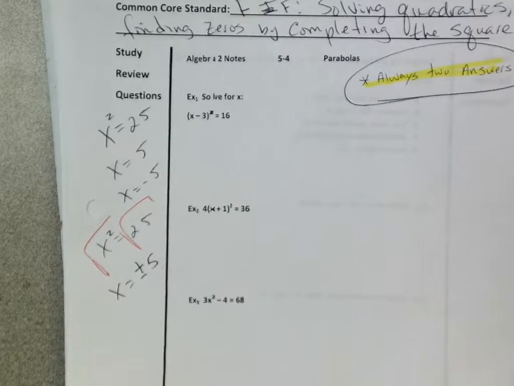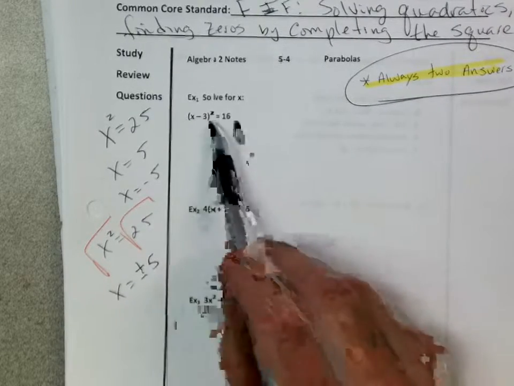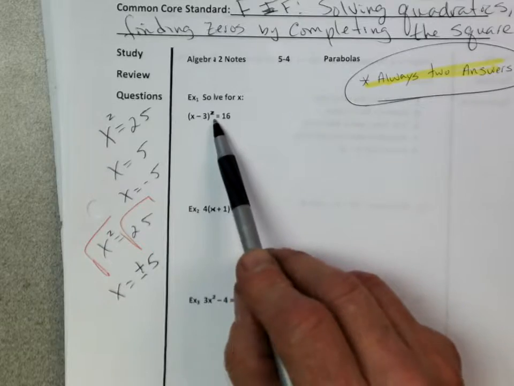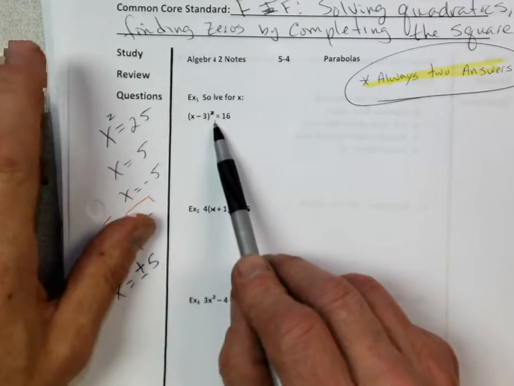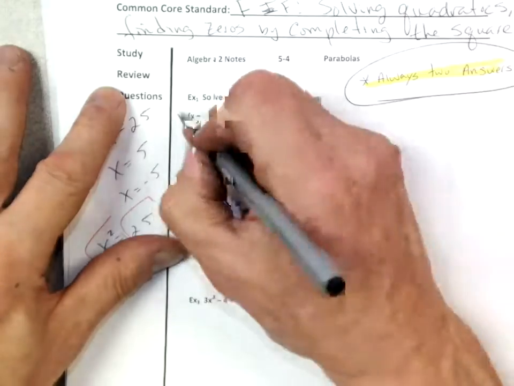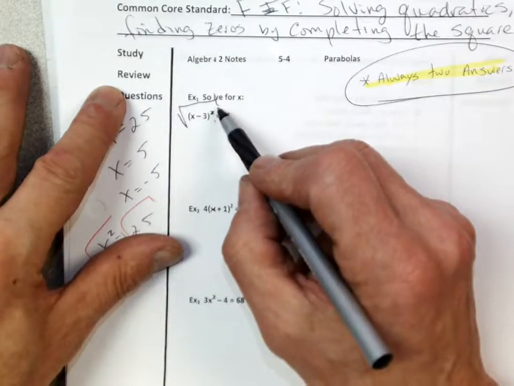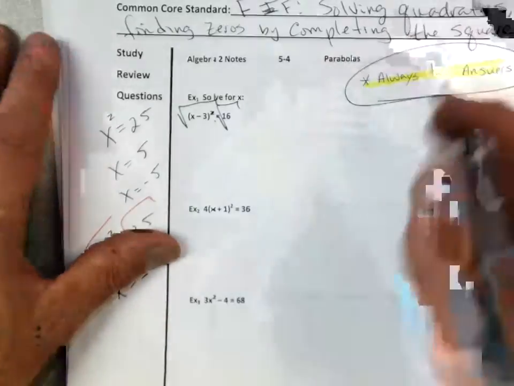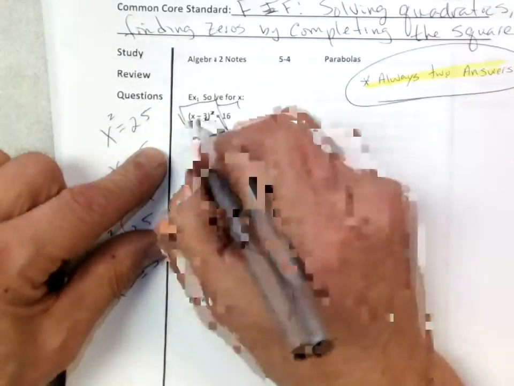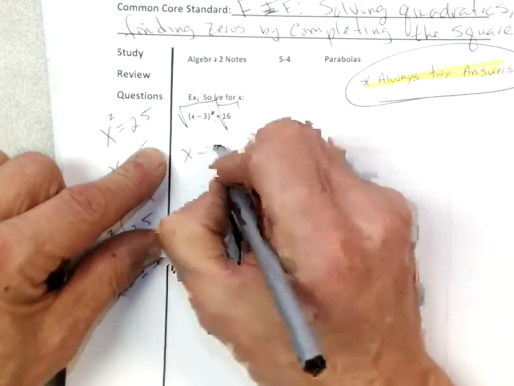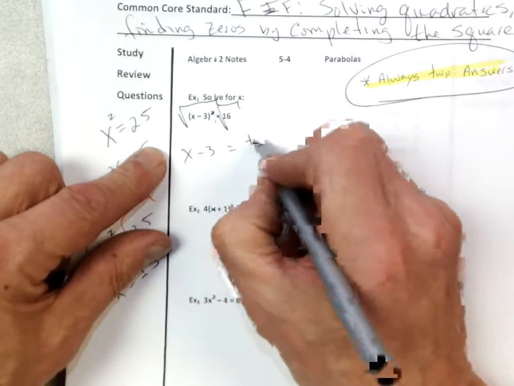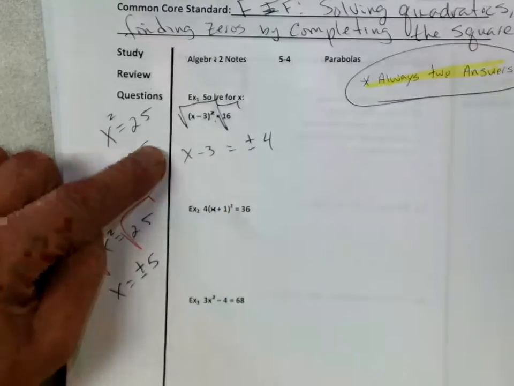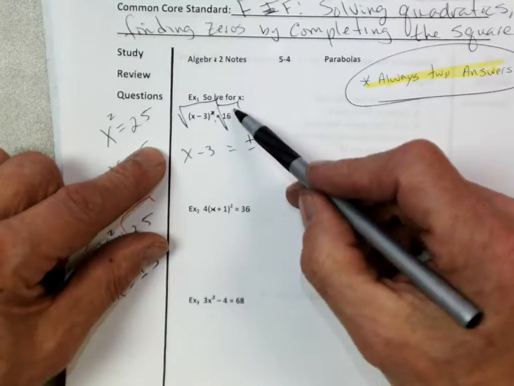The first step on example 1 is to get rid of the square. To do that, I'm just going to do the opposite. I'm going to undo it. I'm going to take the square root of both sides, because that's going to cancel out the square. Square roots and squares are opposite, so I square root the 16. And we have to remember that there are two answers, so I have x minus 3 equals plus or minus 4. The square root of 16 is plus or minus 4.